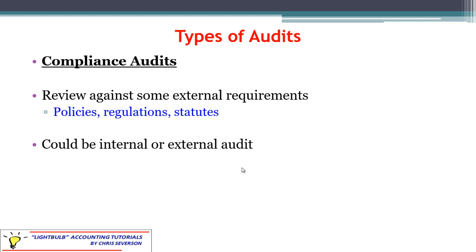Now, compliance audits. This could be either internal or external, but there's some sort of external requirement here, a policy, a regulation, or a statute that you're trying to make sure you're complying with. And one way of thinking about it is that an IRS tax audit is a compliance audit as well. But the reason I'm listing it here separately is that it can be much broader than that. There might be other regulations or statutes or policies you're looking for. But again, this could be internal or external.